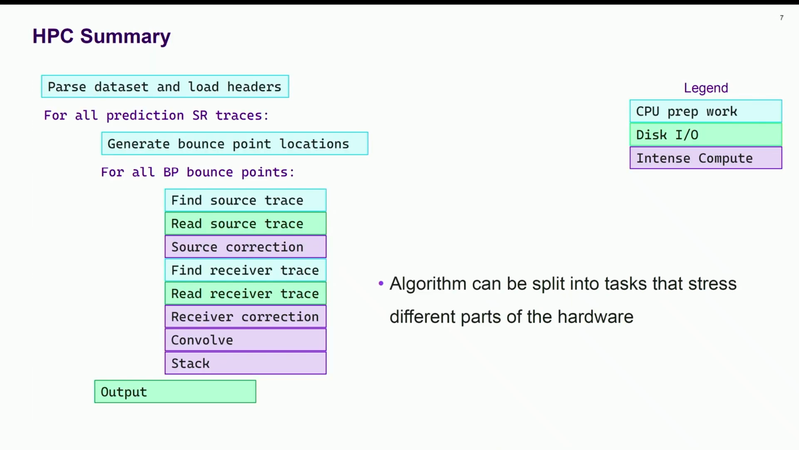What does that mean from a high-performance computing point of view? Well, that means we have to load in the entire data set, all the headers at least, so that we can start searching around and find the traces that we're looking for. Then for every single source-receiver pair, we have, say, tens of millions of traces in most of these examples. We're going to go through each one, and then we'll generate a set of bounce points. That's typically on the order of 1,000, 10,000 bounce points that we'll look for. And for each one, we're going to try to find an appropriate source, find an appropriate receiver, read them in from disk, presumably, or some other source of memory, and then apply the corrections, convolve, stack, output.